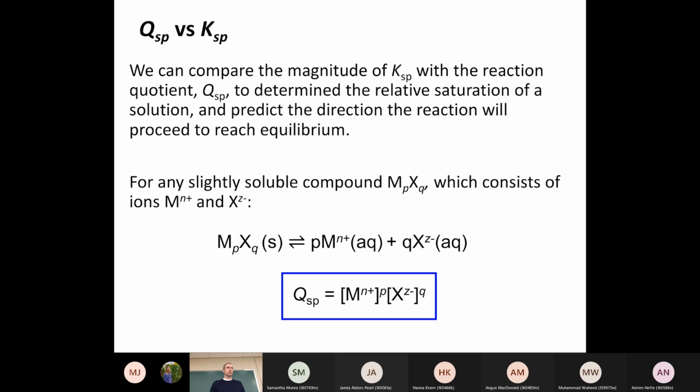So QSP is just sort of like a measure to tell you where you're at in an equilibrium situation, whether you're already at equilibrium, you're too far to the right or too far to the left. Nothing different here for QSP, except it's for this sparingly soluble situation that we've talked about before. Great.